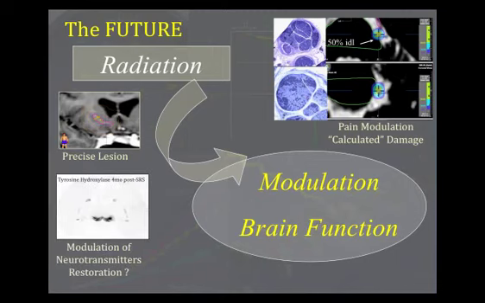And finally, can we use low doses of radiation to modulate neurotransmitters in the brain? Is that going to be a restorative application, or is it going to be a transient increase, or a palliative increase, of neurotransmitters? We don't know, but even if it's transient, it's something that's worth pursuing.